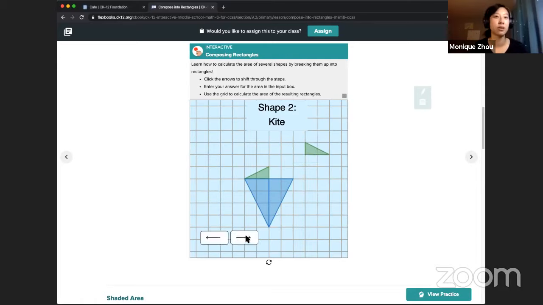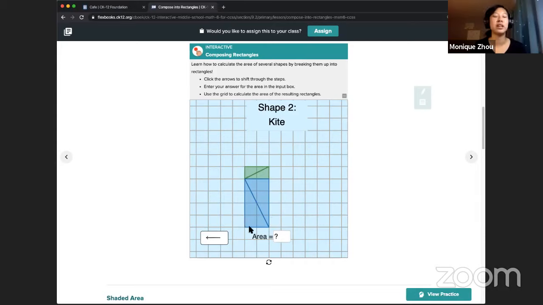Okay, looks like we're looking at this green triangle first, and we're taking it apart, flipping it over, and moving it over. That's great. So we have something that looks like a rectangle over here, but we still have this triangle sticking out over here. So let's see. We can do a similar thing with this blue triangle. And now we have a rectangle.